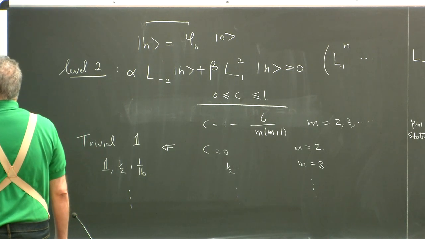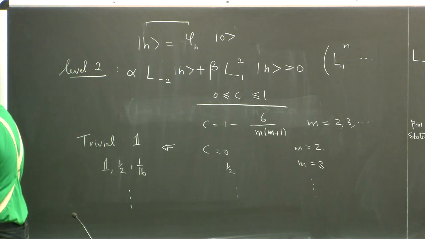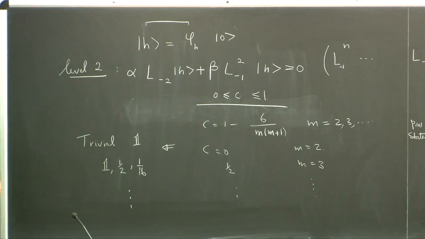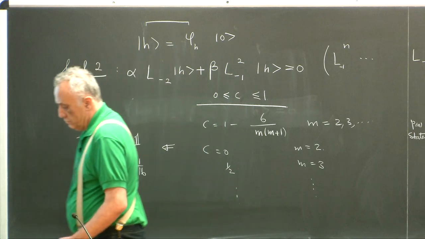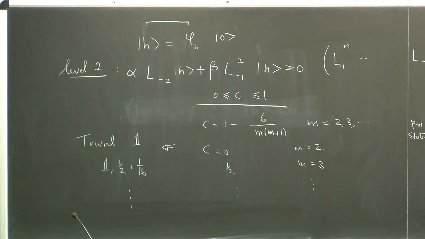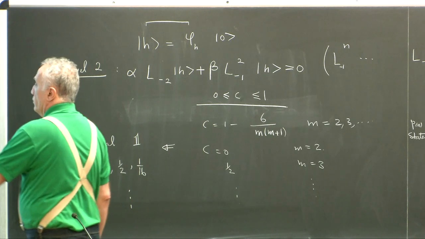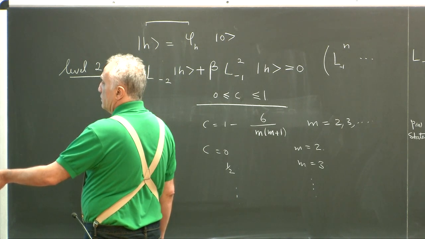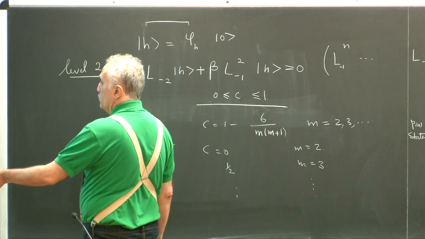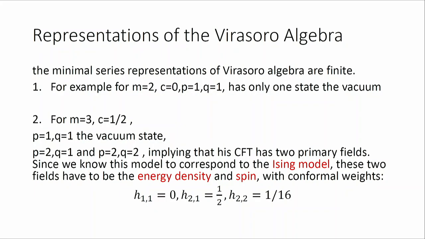Finally, we now try to identify what these states are, these states which we have here. So these numbers imply that I have one state which is p equal to 1, q equal to 1, and that is the vacuum state. It has to be, because it has 0 weight. Then the next state comes out of p equals 2, q equals 1, and then another state p equals 2, q equals 2.